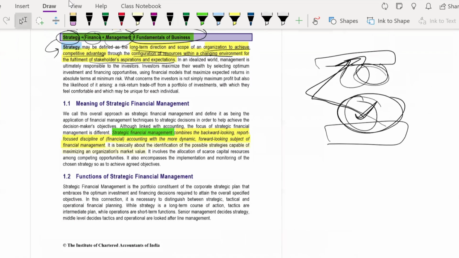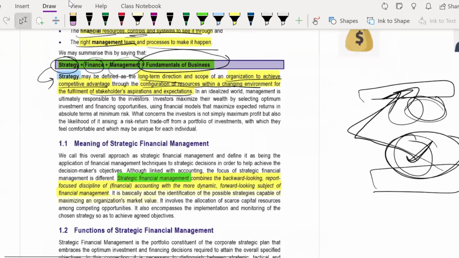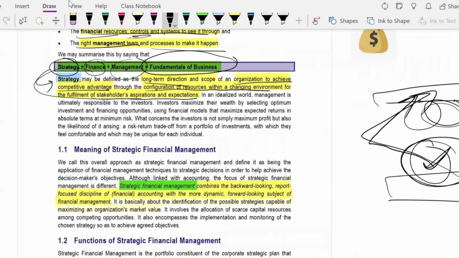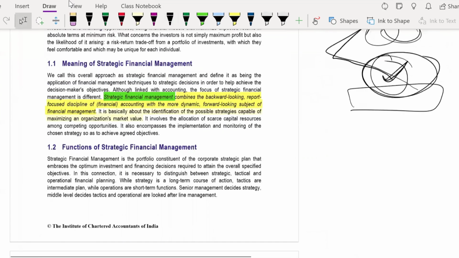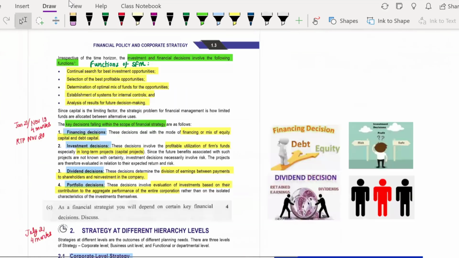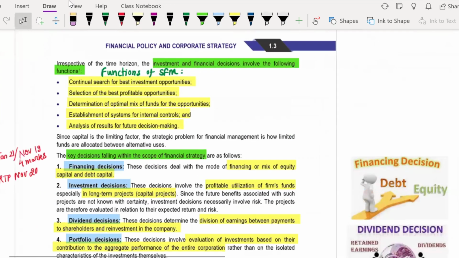So before moving on into the chapter, let me tell you these definitions are also very, very important. You have to remember them. So once I complete the chapter, kindly go through each of the definitions and try to remember it as well. Okay, yes. Now let me come on to the next part, which is the functions of strategic financial management.